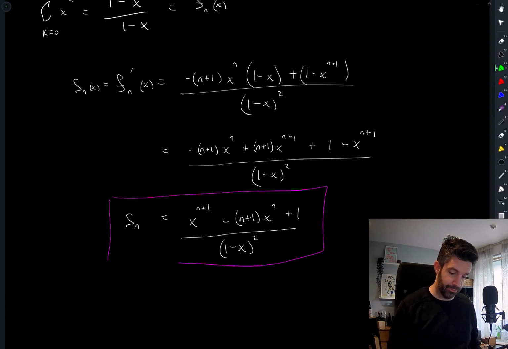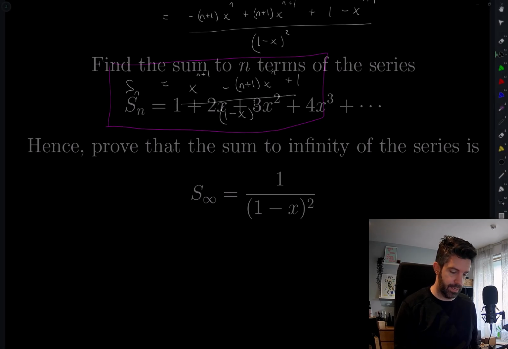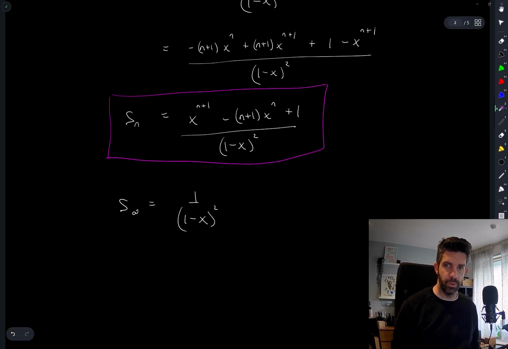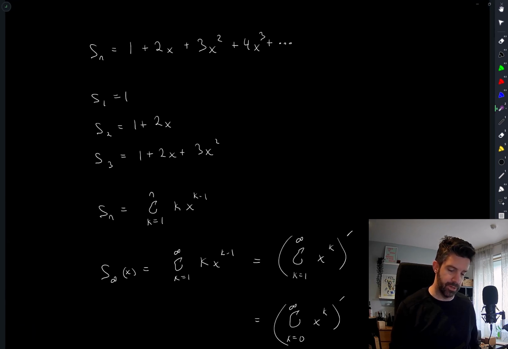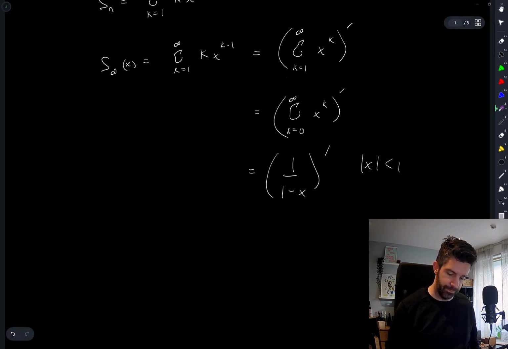I'm noticing now there's a follow-up question. I didn't notice this follow-up question before. The follow-up question says, prove that the sum to infinity of the series is the following. S infinity is equal to 1 over 1 minus x squared. Now, from my original observation up here, this only converges if x is less than 1 in absolute value.